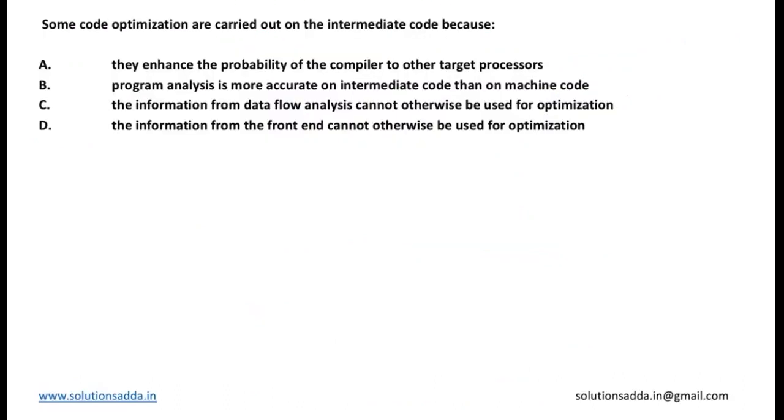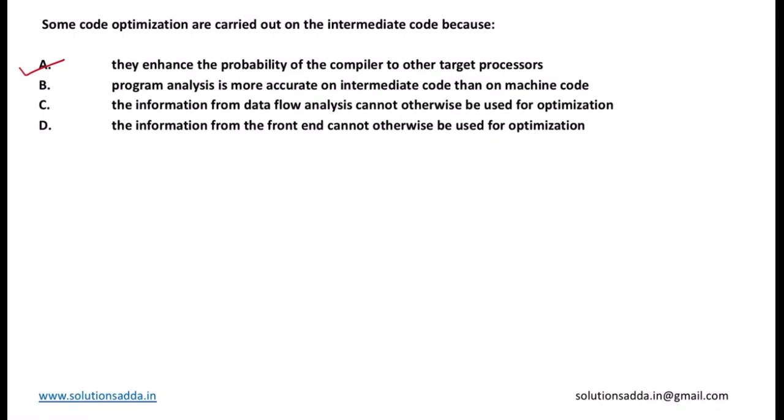This is a question from compiler design. Some code optimization are carried out on the intermediate code because options are: they enhance the probability of compiler to other target processors, program analysis is more accurate on the intermediate code than on machine code, the information from data flow analysis cannot otherwise be used for optimization, the information from the front end cannot otherwise be used for optimization. The correct answer for this question is option A, that they enhance the probability of compiler to other target processors.